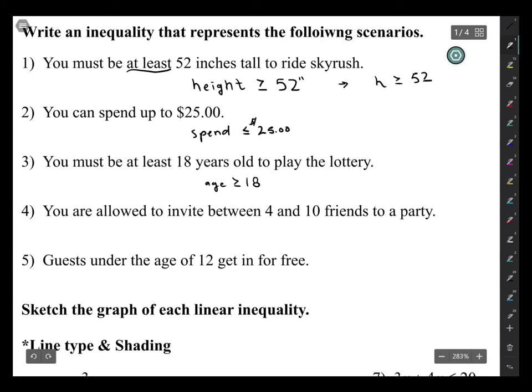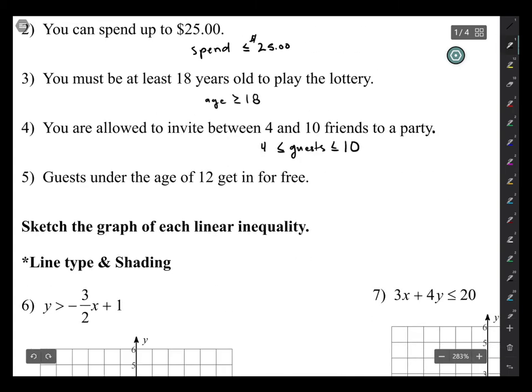And for other things, you're allowed to invite between 4 and 10 friends to a party, especially important nowadays with limitations on parties and everything. So if it's between 4 and 10, that means your number of guests can be greater than or equal to 4, and less than or equal to 10. So these are examples of inequalities that we're looking at. Guests under the age of 12 get in for free. So once again, age would have to be less than or equal to 12.